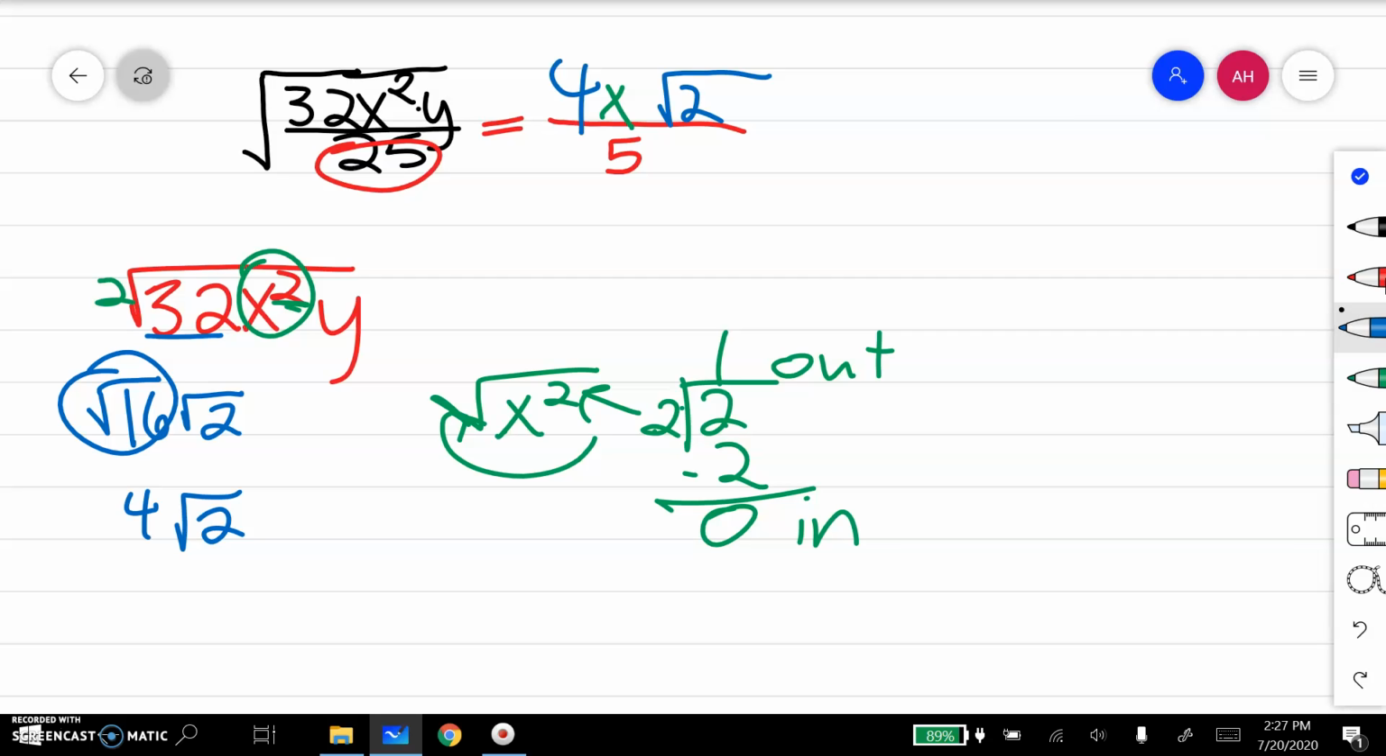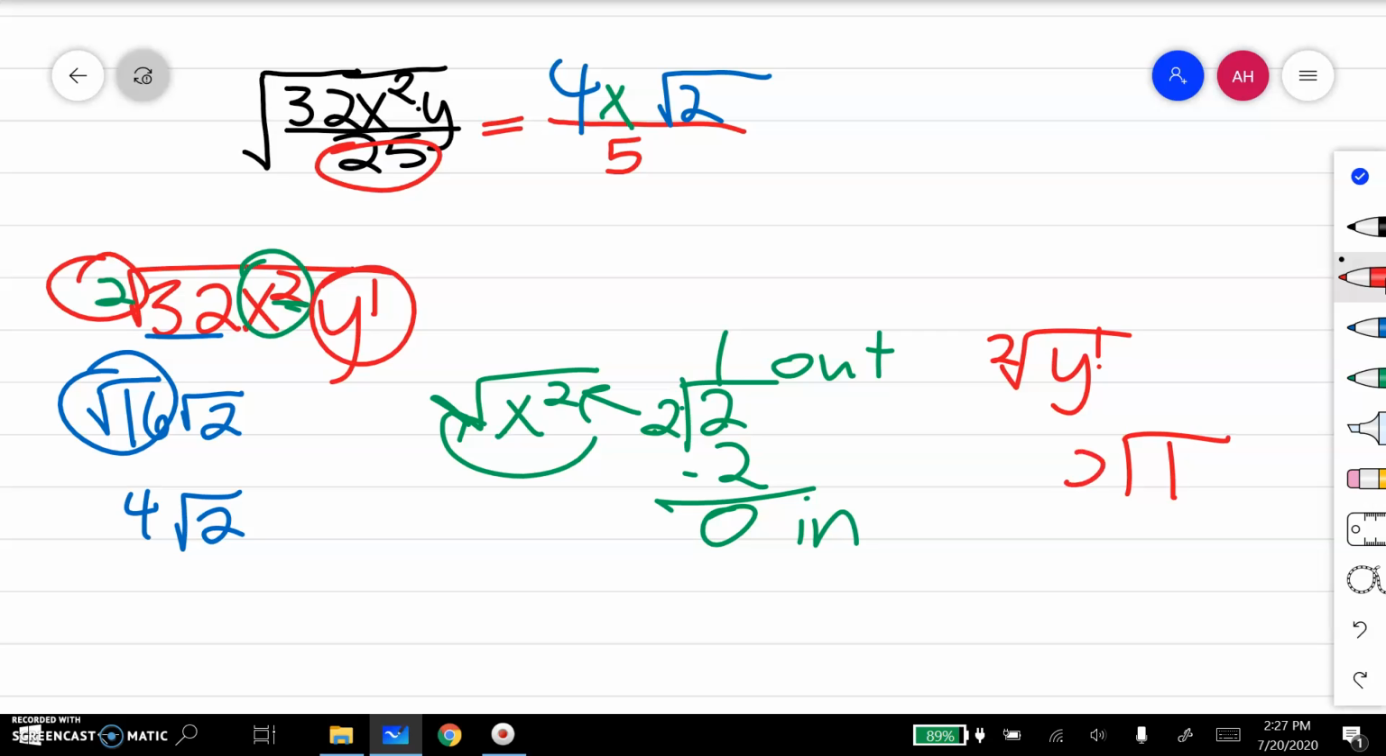Last, we look at the y. The power on it is a 1, and we remember that the root is a 2. So if we look at the square root of y, this is 1, this is 2. If I try to take the power, which is 1, and divide it by the root, which is 2, of course 2 does not go into 1. What that means is you can't take any out. And so the y is going to stay underneath, and that is your full answer.